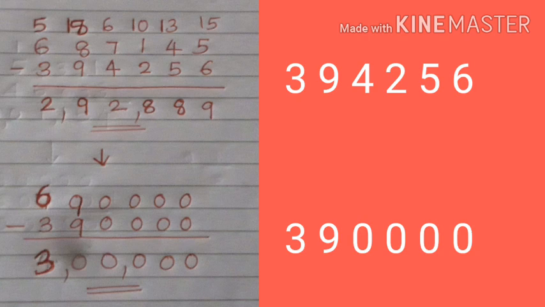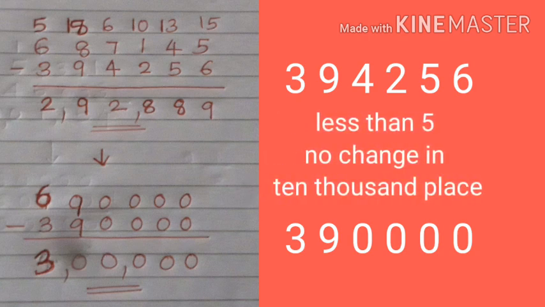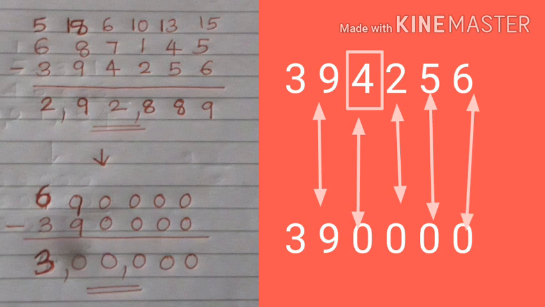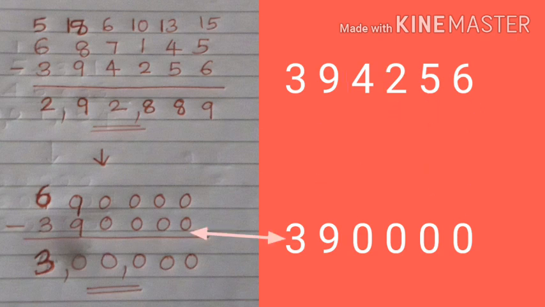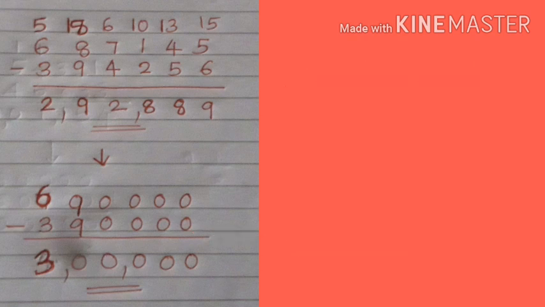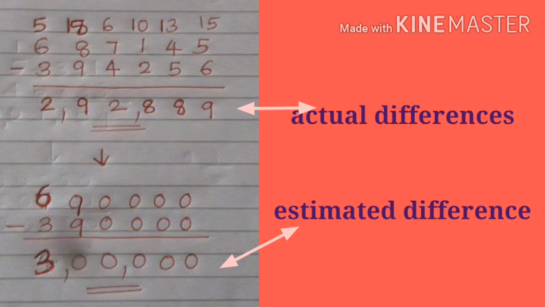Then the next number, 3,94,256, rounding to the nearest 10,000. We look at the thousands place. The thousands place is 4. So there is no change in the 10,000s place and the remaining places are 0. So we get 3,90,000. Then subtract the numbers, we get 3 lakh. So the actual difference is 2,92,889 and the estimated difference is 3 lakh.